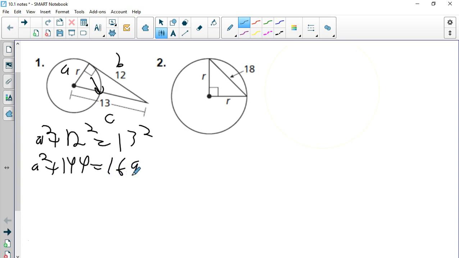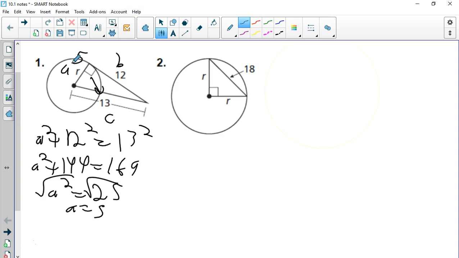And then you just take 169 minus 144 and you get 25. And when you square root both sides, you get A equals 5. So the radius is 5. And that's actually a Pythagorean triple, 5, 12, 13. Very common one.